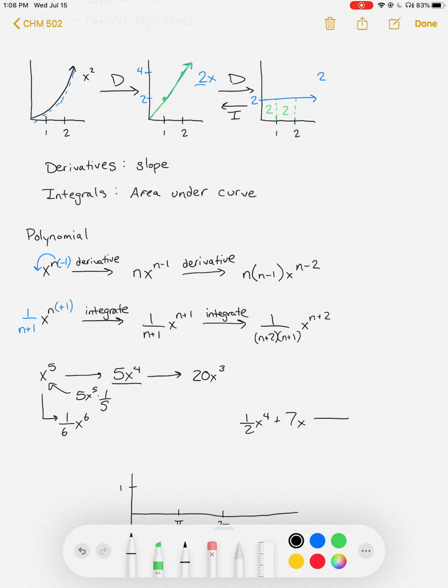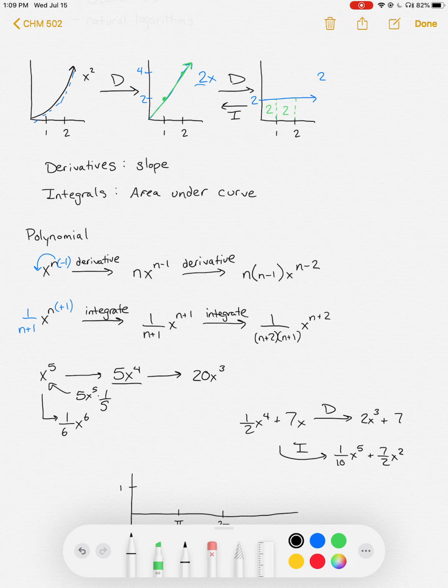If we wanted to take the derivative of this, we would just take the derivative of each part of this polynomial separately. So if we were to take the derivative of 1/2 x to the fourth, that would give us 2x cubed as we bring down the 4 and then switch the 4 to the 3. And then the derivative of 7x would just be 7. If we wanted to integrate this function, we would just, again, integrate each piece separately, and that ends us with 1 over 10 x to the fifth plus 7/2 x squared.